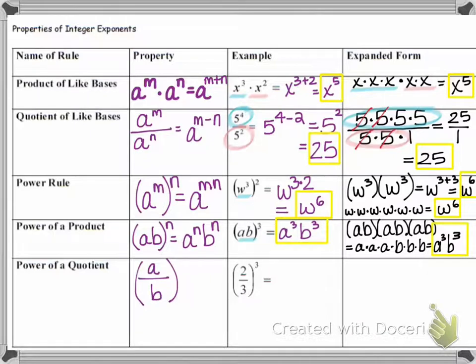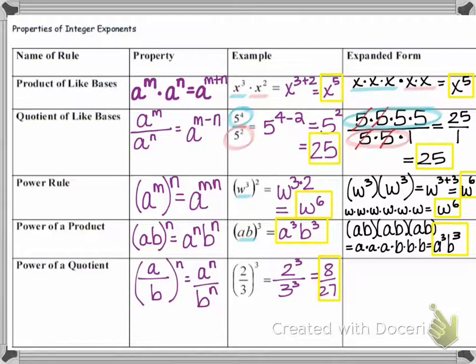Finally, let's look at the power of a quotient. So again, a quotient is a division problem or a fraction. So if I have a over b to the power of n, the numerator gets raised to the power of n, and so does the denominator. So if I have 2/3, that's a quotient, and I'm cubing it, 2 in the numerator gets cubed, and 3 in the denominator gets cubed. 2 cubed is 8, 3 cubed is 27.